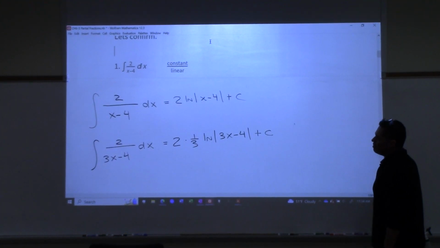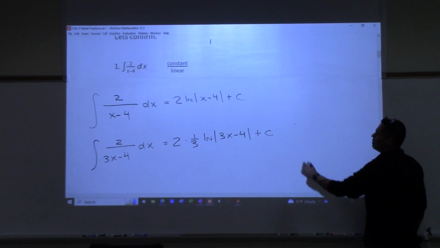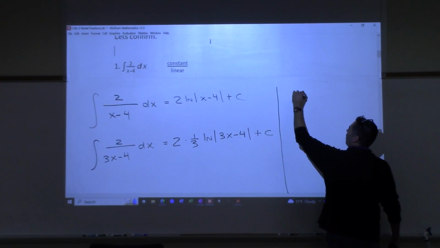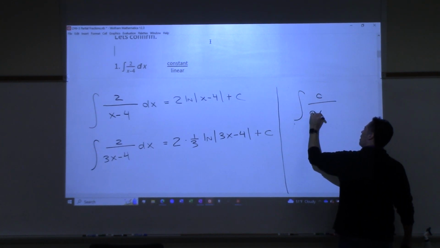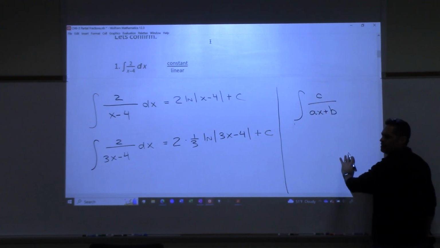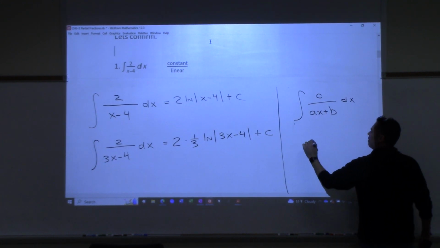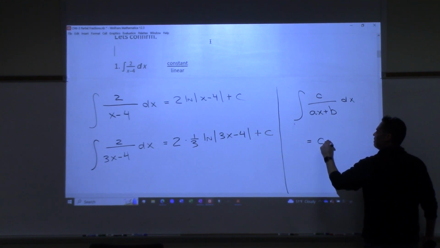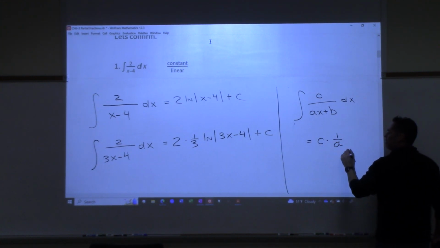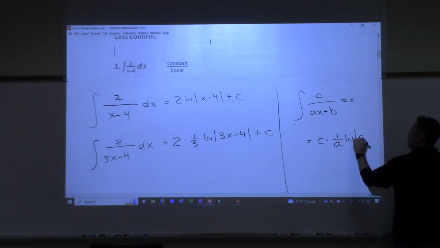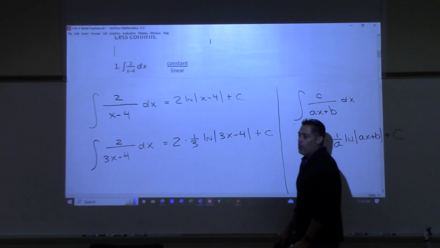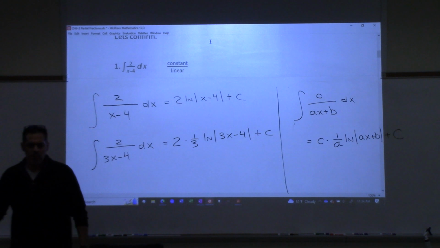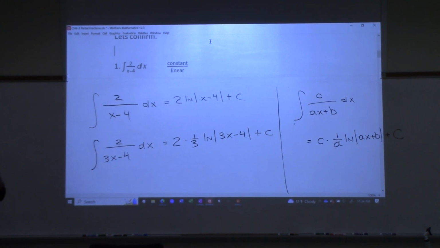I mean, if we wanted to, couldn't we just make up a formula on our own here? Couldn't we say something like this? If you ever have some constant on top of some linear expression in x, that your antiderivative will always be the constant, then you'll have to scale by the 1 over a, and then natural log of that linear expression plus some constant, right? I mean, if we really wanted to generalize, that's what it would be. But I don't want you to go and try and memorize a bunch of formulas. Again, it's more of the concept.